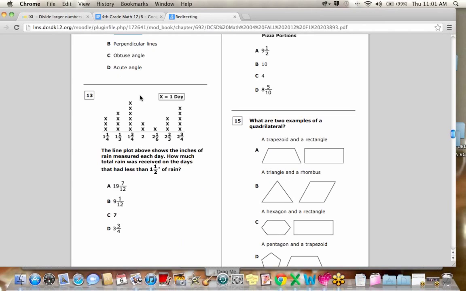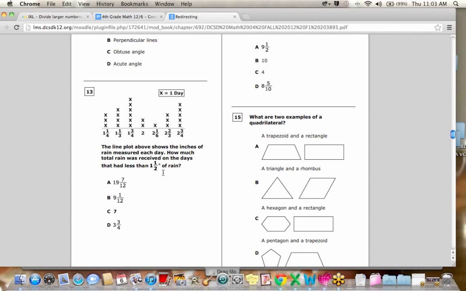13. Jaden, can you read it for us? The line plot above shows the inches of rain measured each day. How much total rain was received on the days that had less than 1 1/2 inches of rain? I don't really know what that means. 1.5 inches of rain. Okay. Yeah, so 1.5 inches.